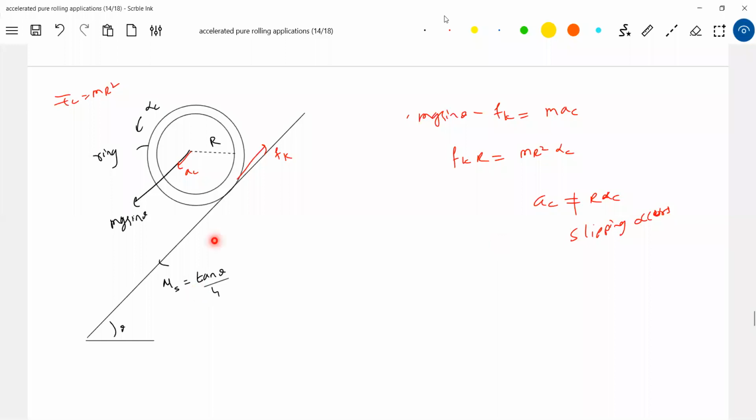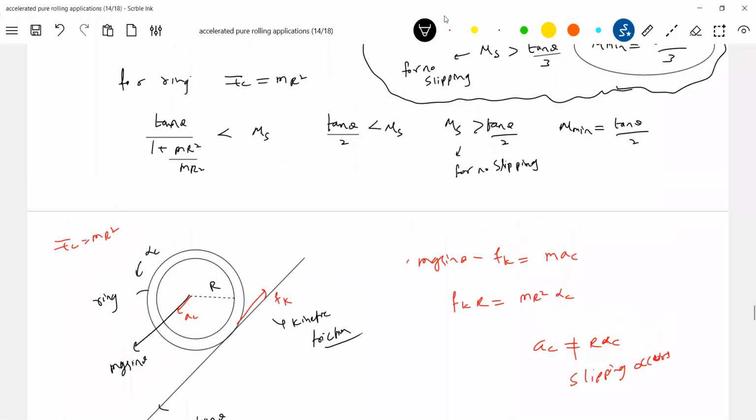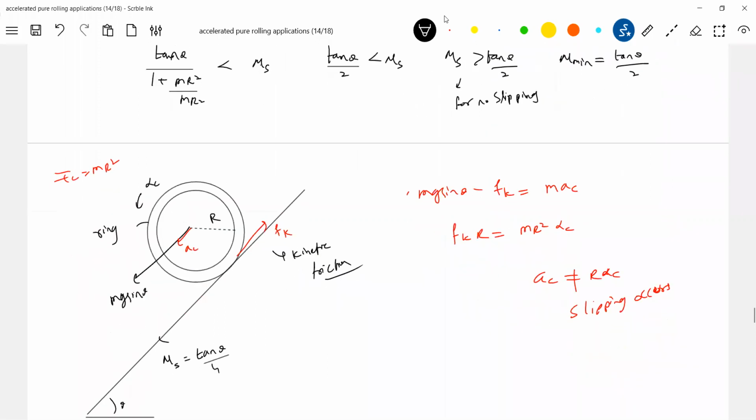So why sir, why not rolling friction? Kinetic friction is acting. Sir, why no rolling friction? Because this condition is not satisfied. So what is at least the minimum? Minimum how much it should be? Tan theta by 2. Tan theta by 4 is what? Less than tan theta by 2. So the mu here is less than mu minimum. So therefore slipping occurs. If mu greater than mu minimum, rolling will occur.